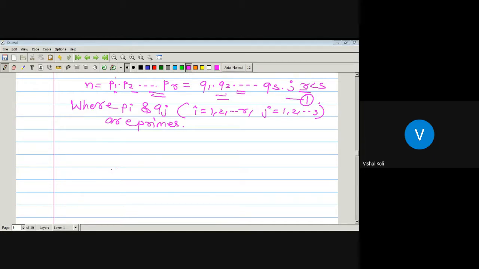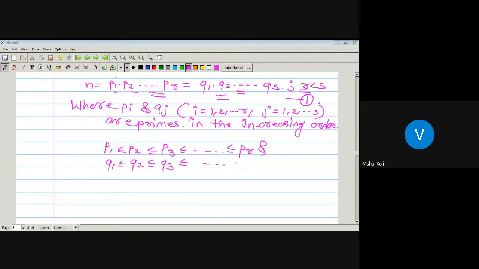Here we will take these Pi and Qj primes in order. Here we have just arranged our prime factorization. Instead of decreasing, let us take this one as increasing. Since here we have taken P1 is less than or equal to P2, P2 is less than or equal to P3, which is less than or equal to P4, and up to so on, which is less than or equal to PR, and Q1 is less than or equal to Q2, Q2 is less than or equal to Q3, and which is less than or equal to QS.